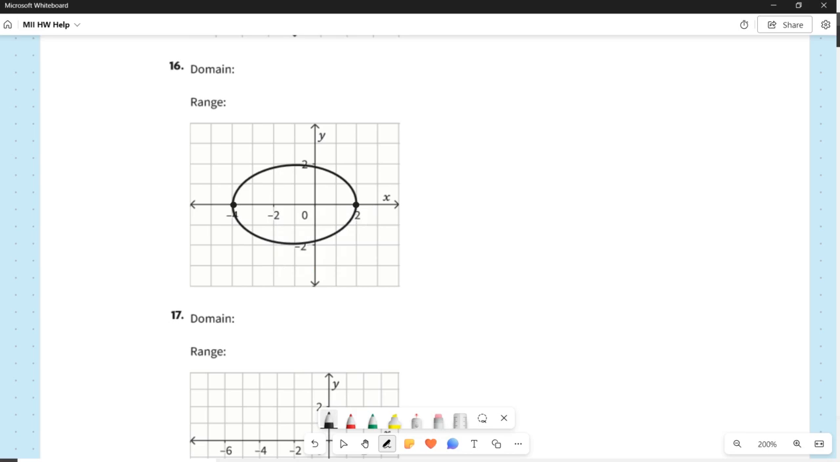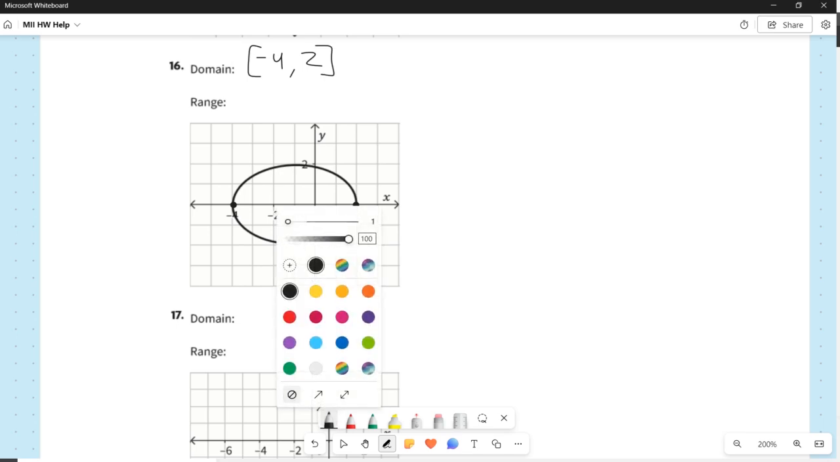So our lower bound is -4. Our upper bound is 2. And we can use a square bracket on the -4 because it includes the -4. And we can use a square bracket on the 2 because it includes the 2. The range, we're going to do the same exact thing except in the y direction.